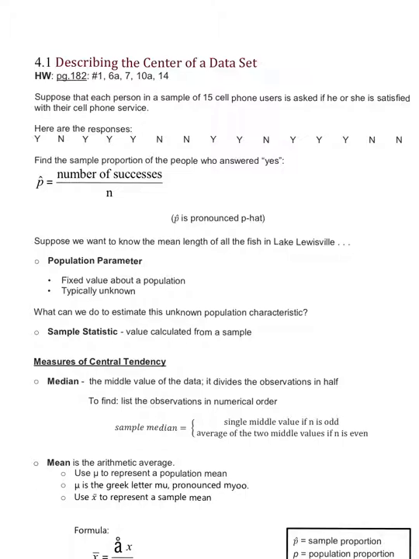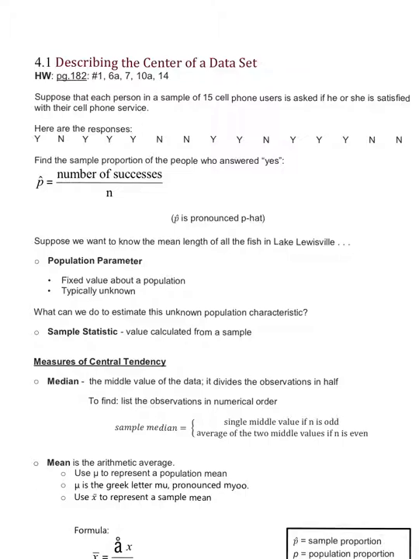So when we have categorical data, for example, this first one, it says that suppose that each person in a sample of 15 cell phone users is asked if he or she is satisfied with their cell phone service. All right, so we have these responses, and it says find the sample proportion of the people who answered yes. All right, so that would be the center of our data for this categorical variable.